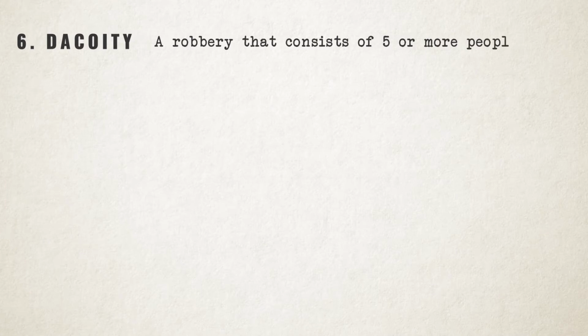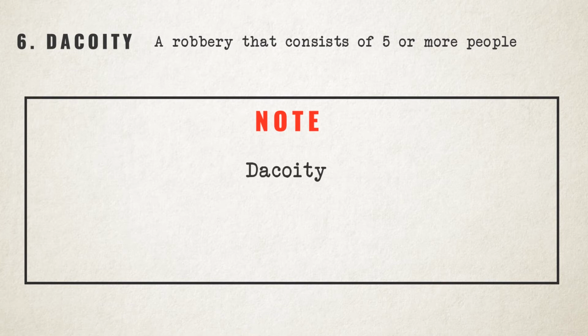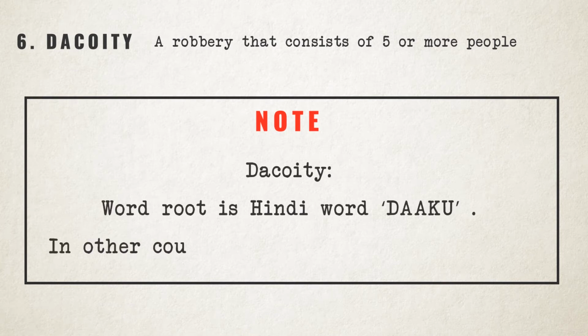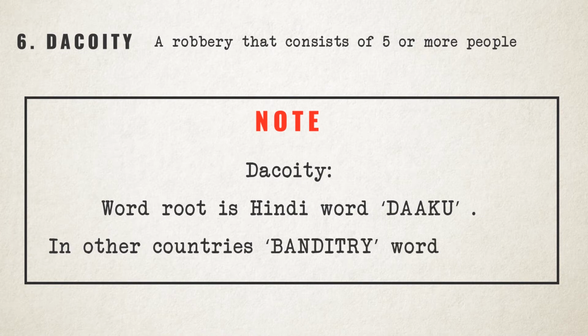The next term is dacoity. A dacoity is a robbery which involves 5 or more people. Do you remember from our story C, D, and E joining A and B to commit dacoity? That makes it 5. Hey, by the way, do you know that this term dacoity has been derived from the Hindi term daku? And in other countries, there is no term like dacoity. Other countries use the word banditry for this.